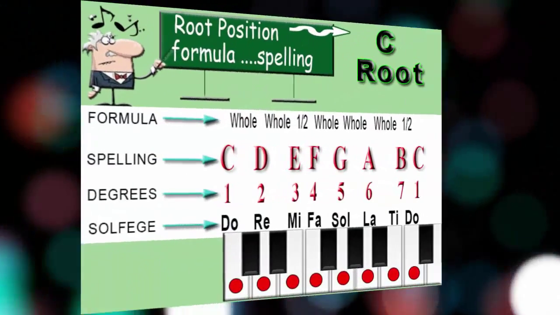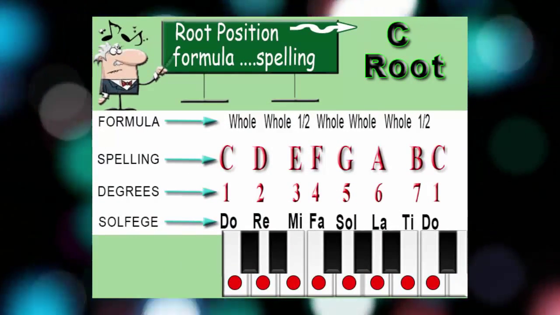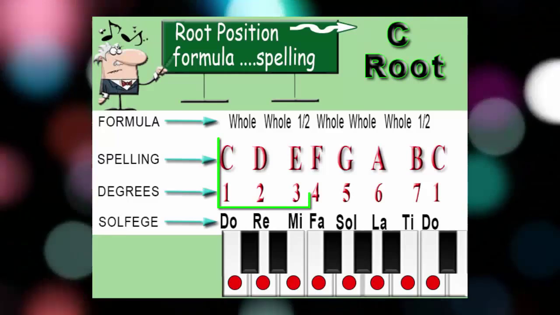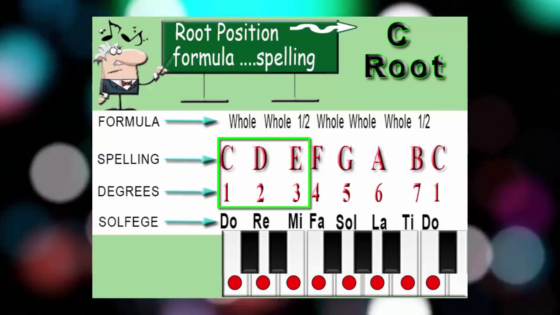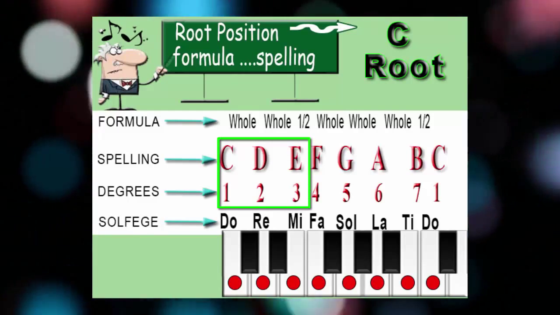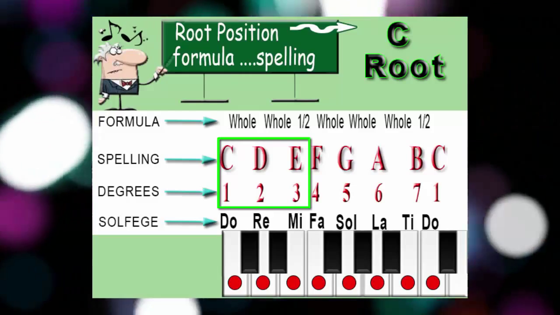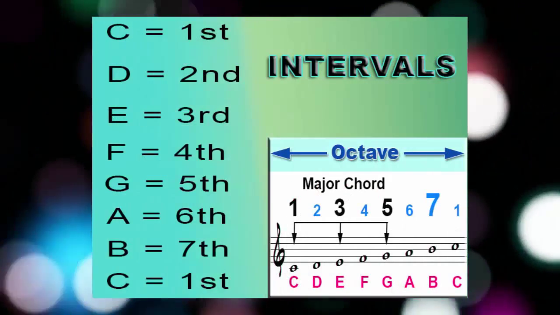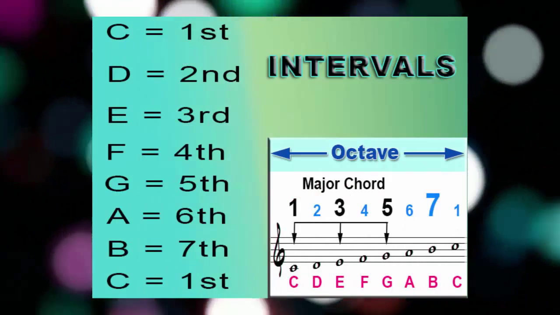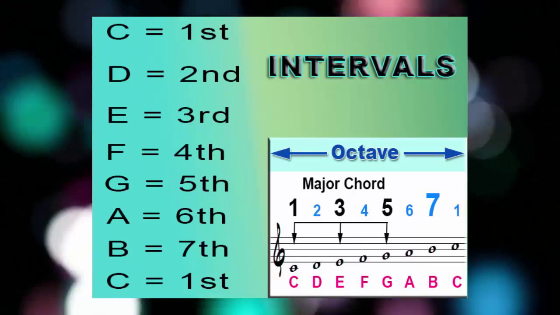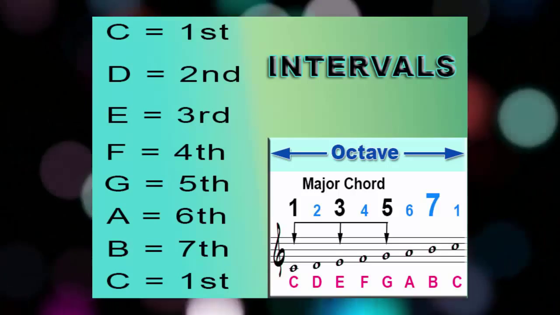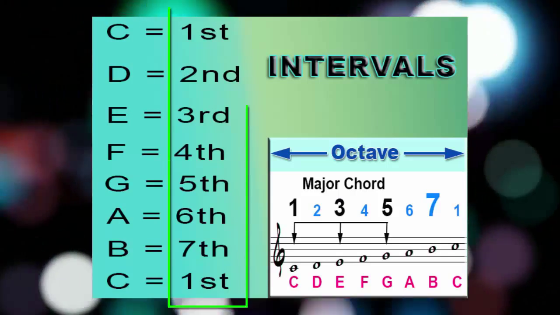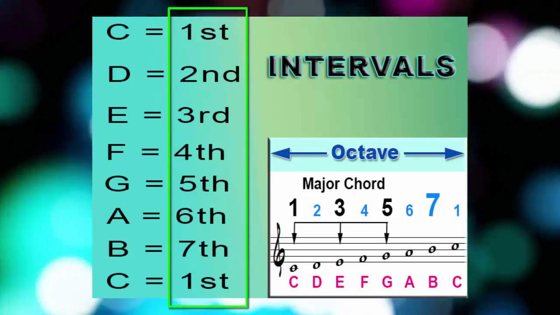Each note in the C major scale is given a number. With C being the first note of the scale, it is called 1, or the first. D is the second note of the scale. E is the third note of the scale, and so on, as this chart of common knowledge intervals indicates. All of these numbers are derived from the major scale.